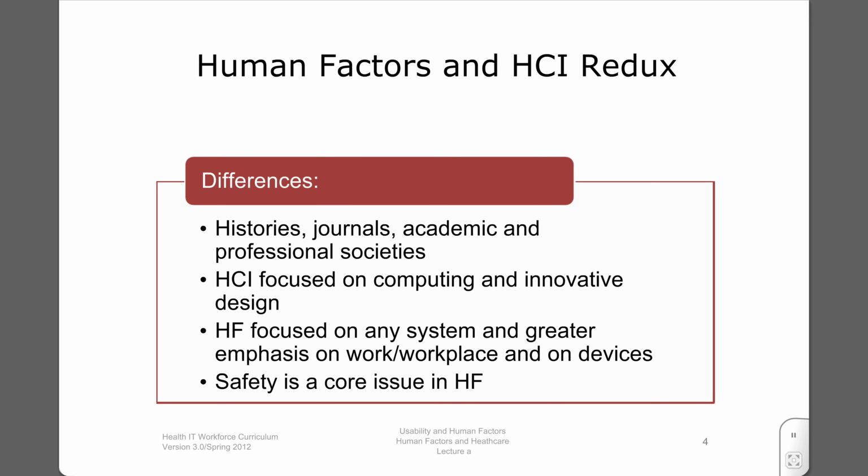In this course, we will frequently talk about both human factors and human-computer interaction, HCI. They are different disciplines with different histories and different professional and academic societies. HCI is more focused on computing and cutting-edge design and technology. Human factors, HF, focuses on a range of systems that covers a wider range of hospital and other technologies. Patient safety is one of the central issues in human factors research.